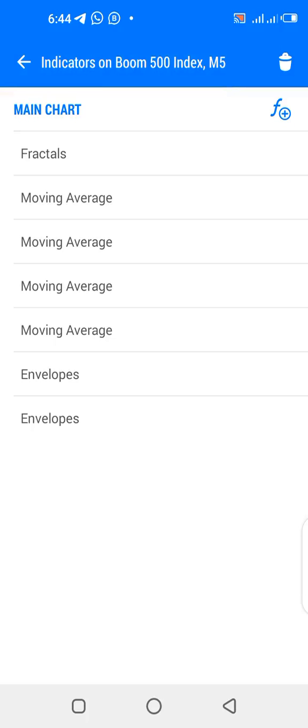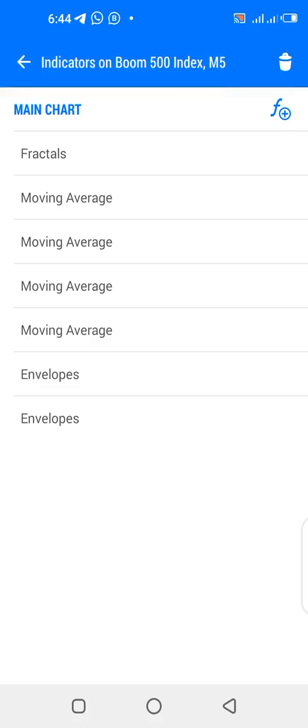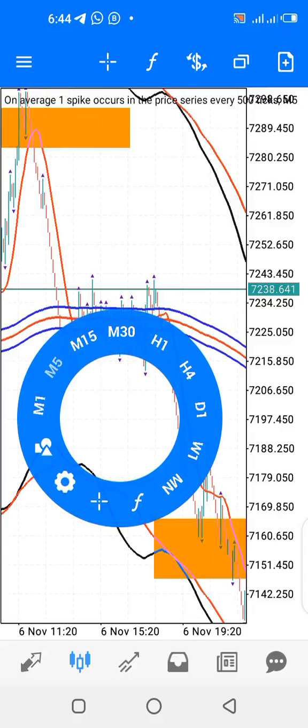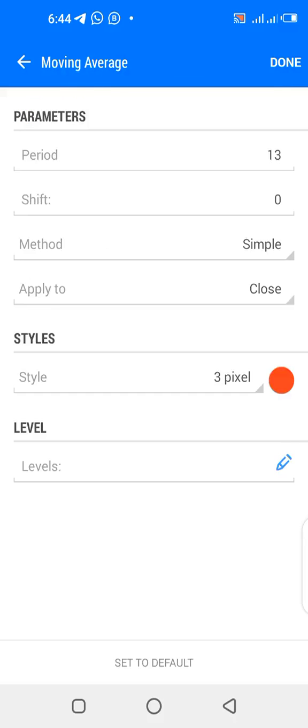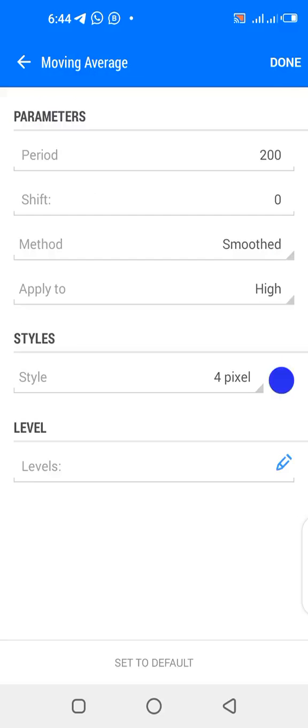The next indicator is moving average. The red line that goes along with the price on the charts is my 13 MA. Let's go back to the settings. So it is 13 simple moving average, apply to close, the color is red. Now the next indicator is 200 period moving average, smoothed, apply to high, and the color is blue.